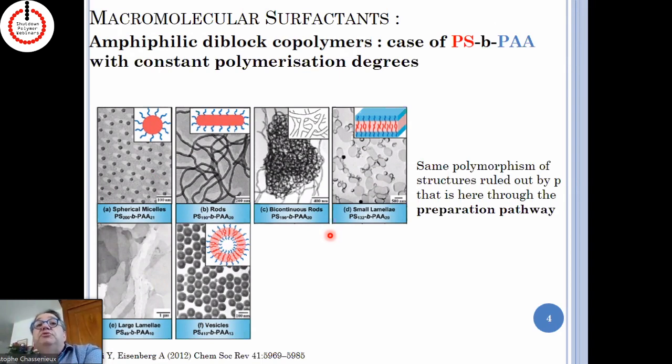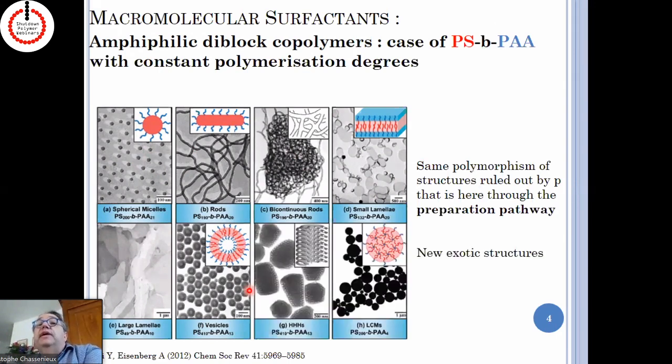But what is very strange is that if you look carefully at the chemical nature of the block copolymer, you can see that you can obtain worm-like micelles, spherical micelles, and membranes with the same block copolymer. It's not possible with a surfactant, because if you have a given surfactant, you have a given packing parameter, and it's not possible to have worm-like micelles and spherical micelles with exactly the same surfactant. So this is very strange because here, if you fix the chemistry, you can achieve different kinds of self-assemblies.